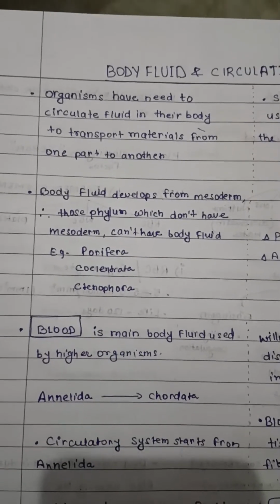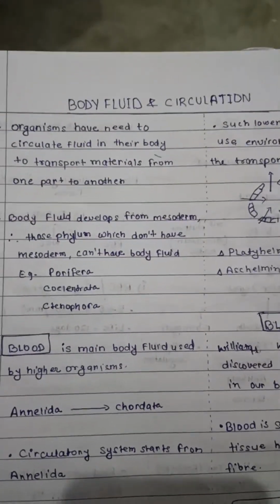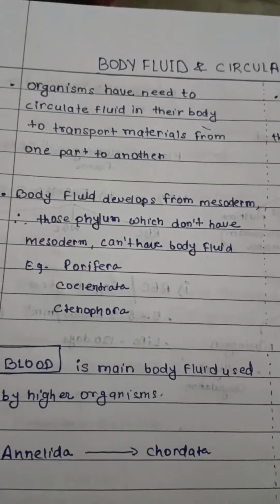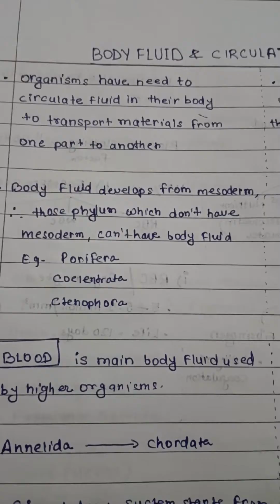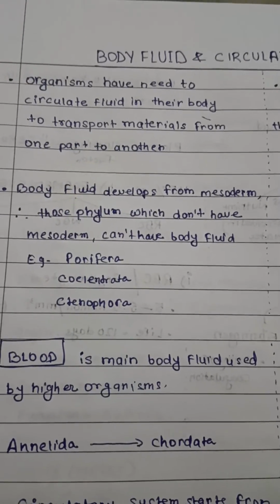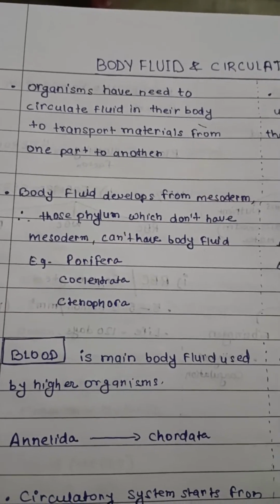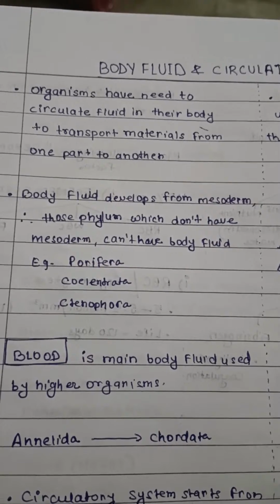This is the chapter Body Fluid and Circulation. Organisms need to circulate fluid in their body to transport materials from one part to another. Body fluid develops from mesoderm. Those phyla which don't have mesoderm can't have body fluid.